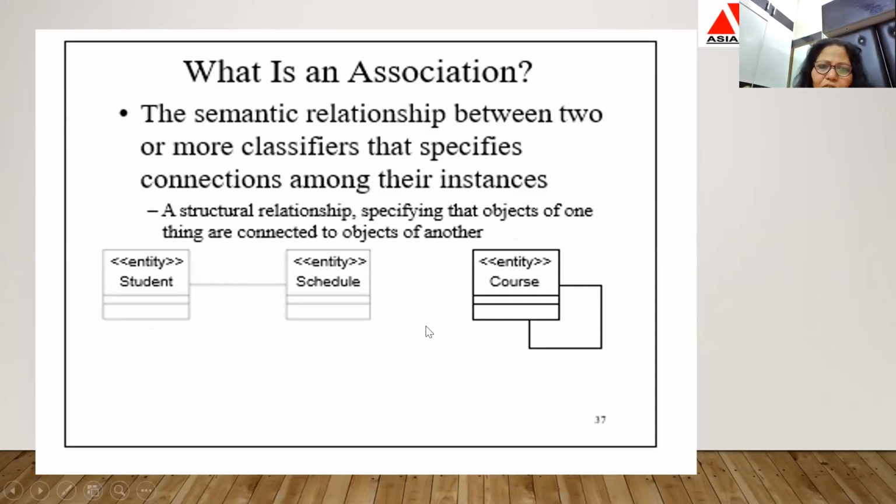So we can discuss: what is an association? The semantic relationship between two or more classifiers that specifies connection among their instances is called an association. A structural relationship specifies that objects of one thing are connected to the objects of another. Example: entity student, entity schedule.